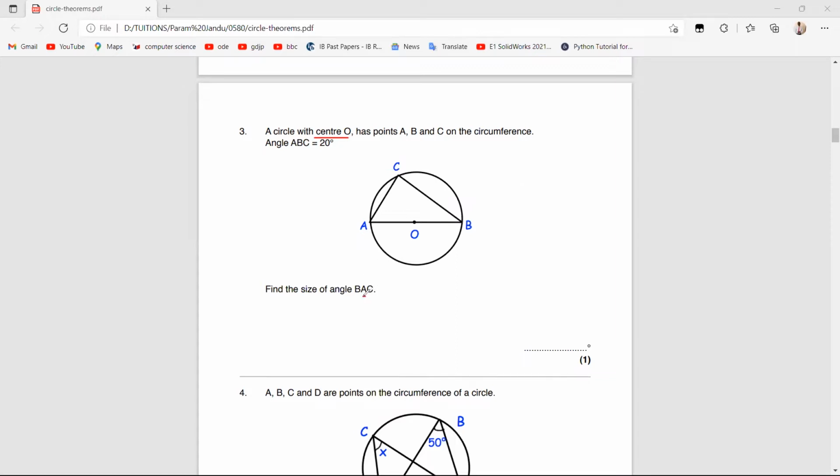So the angle at A, so this angle right here. We all know that angle in a semicircle is 90 because it's subtended by the diameter. So if that angle there is 90, how do we get BAC? So they have also told us additional information which says angle ABC is 20. So this angle right here is 20 degrees. Let me squeeze my 20 right there.